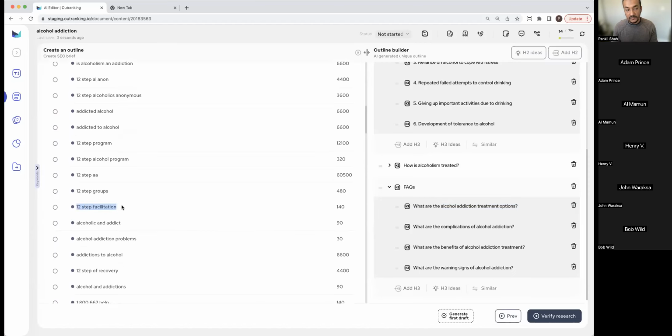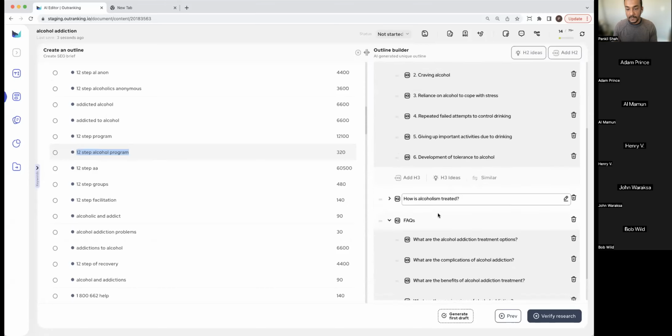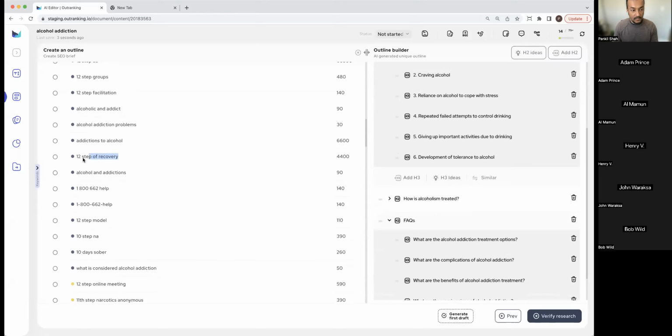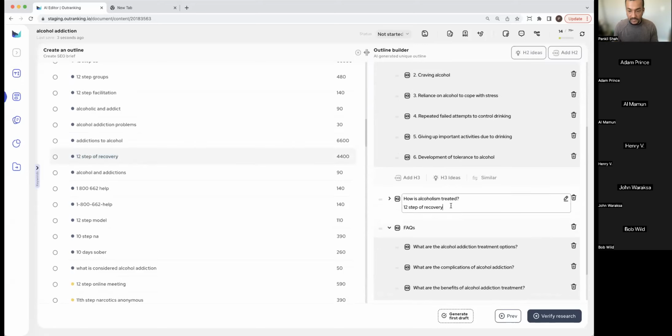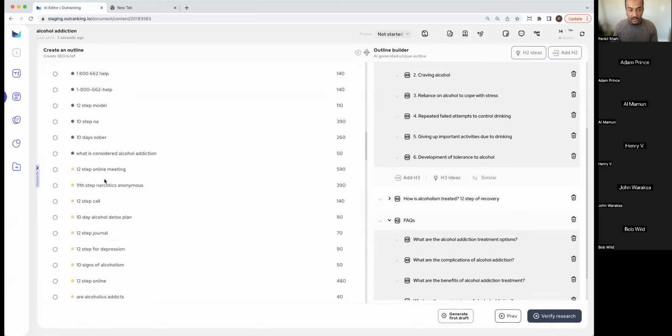So 12-step facilitation, 12-step groups. I don't know what that is, self-step alcohol program, and maybe that's something that everybody talks about, or the helpline page, or many other pages have been talking about, right? So it might make sense to look into this and adjust your outline so you have those comprehensive steps. Treat it. And 12-step recovery. So I'm just adding this right now over here, and you can probably do a better copywriting job at polishing this up. But you want to start including most of these things that I've talked about.